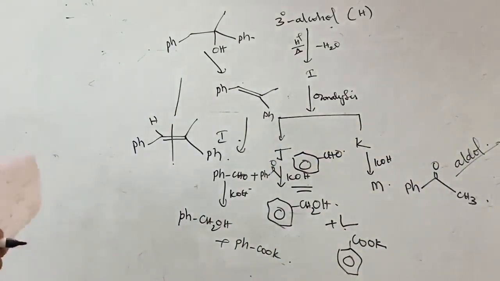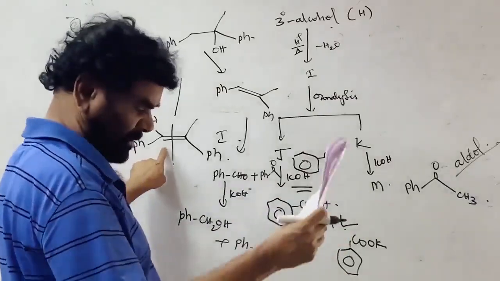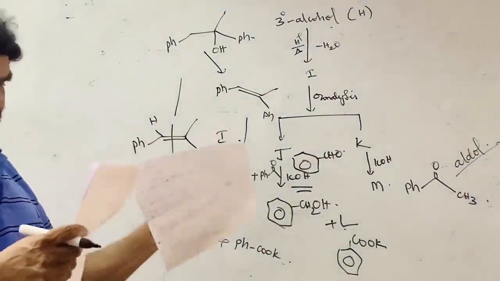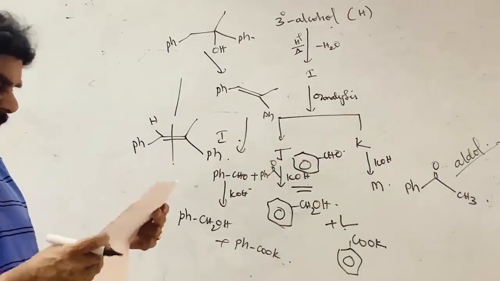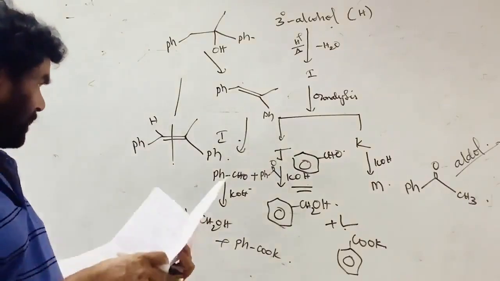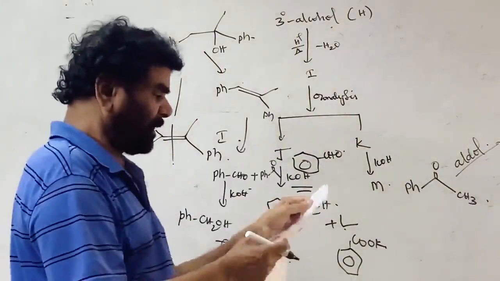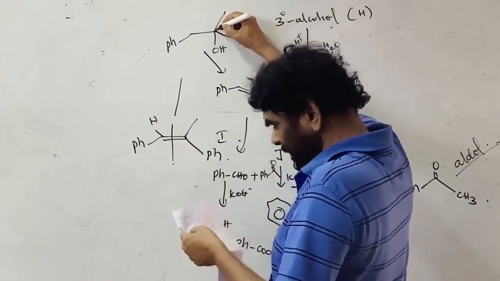The compound I is given. I is this. A is correct. Next one is the compound H formed by the reaction. What is H? Alcohol, formed by the reaction. This is the alcohol, see?